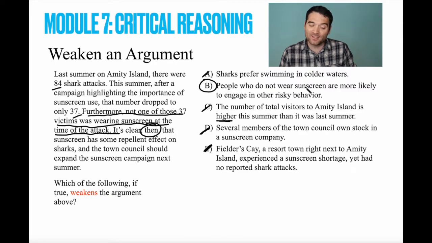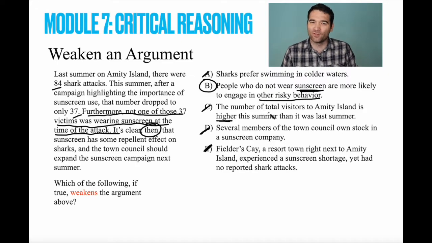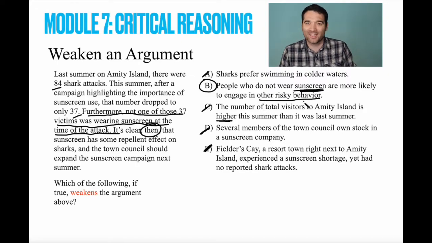But what answer option B does is it connects wearing sunscreen to other risky behavior. What's an example of risky behavior? I don't know. Going out in a lightning storm, swimming with sharks, right? So if people who are likely to engage in other risky behaviors, let's call them daredevils, are also the people who are less likely to wear sunscreen, well then that would show up as this piece of evidence, right? That all the 37 people who got attacked were not wearing sunscreen. Answer option B provides an alternate explanation to this argument, and therefore it weakens it.